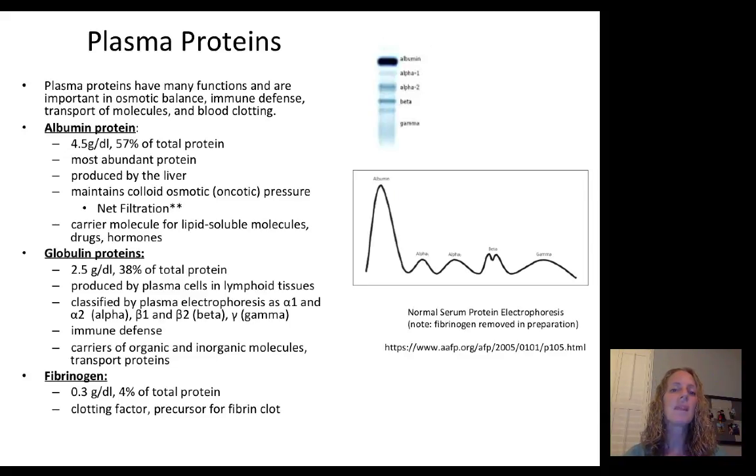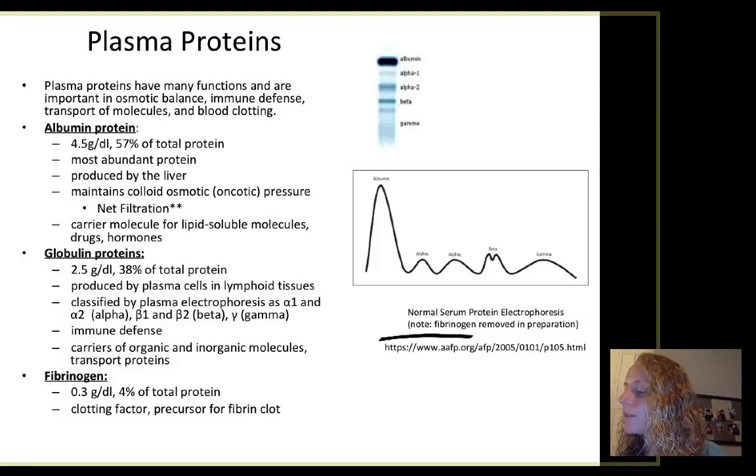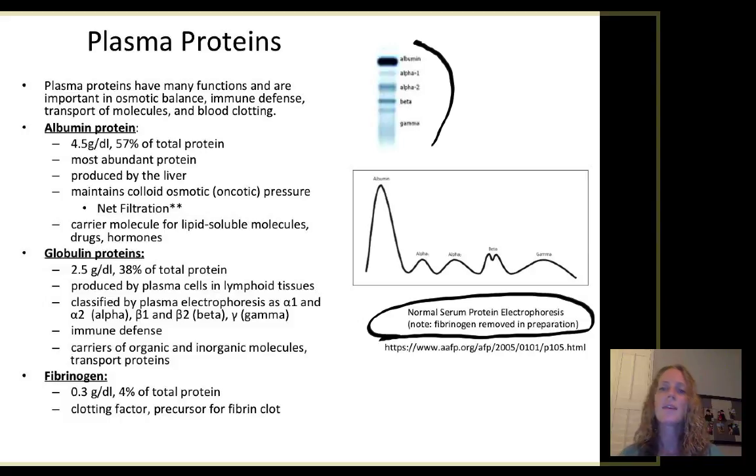Plasma proteins have many functions and are important in osmotic balance, immune defense, transport of molecules, and blood clotting. One way to look at the protein content of blood is to do serum protein electrophoresis. Here's an example of the raw data that you would get from running these proteins on electrophoresis gels.